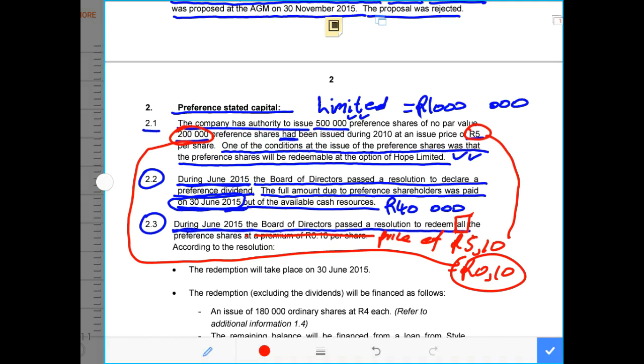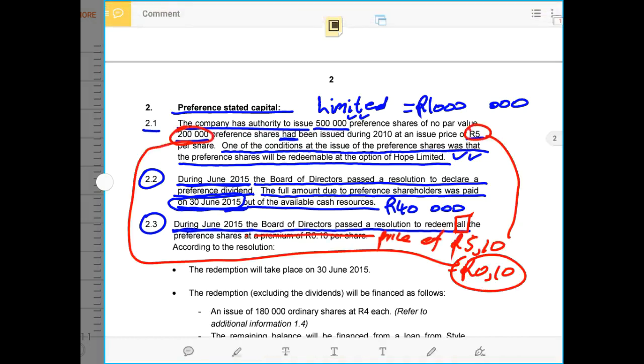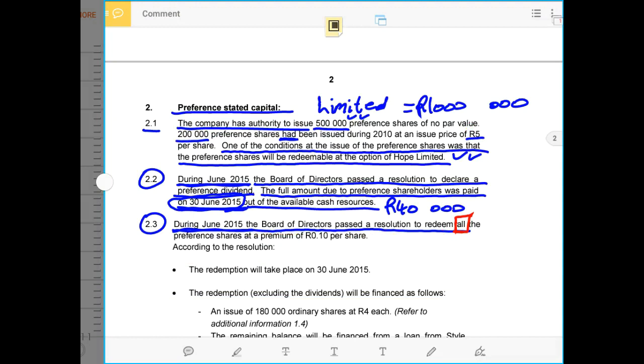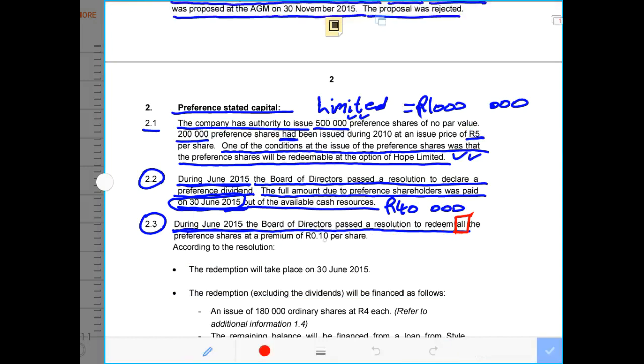This is very crucial, guys. I'm emphasizing this because you can be asked such a question to test your critical thinking or your understanding of the topic of preferences. These are some crucial aspects. So now we know that it is 10 cents times 200,000 shares, and this will give us 20,000 rands as the premium on the redemption of preferences.